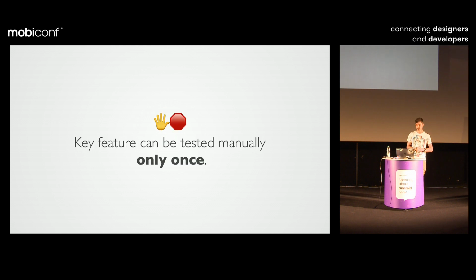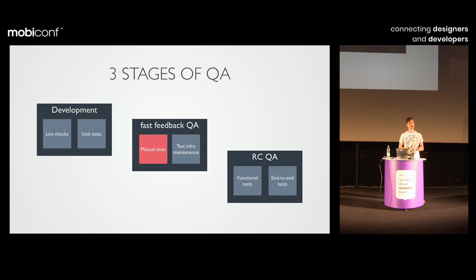And rule number 1, a key feature can be tested manually only once. And with that in mind, we created 3 stages of quality assurance. It's the development phase, so it's just checking the code with the unit tests and with lint. There is fast feedback QA, and this is the only stage where our QA engineers are testing our app manually. And in this time, they are also adjusting their testing infrastructure to the new features or new flows which came with the new version. And there is the last phase, which is release candidate testing, where we run all end-to-end, automation and functional tests.